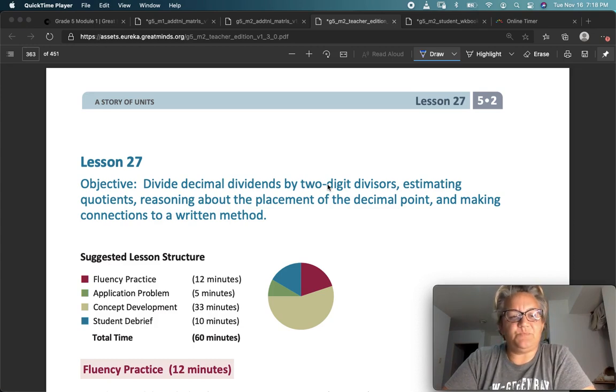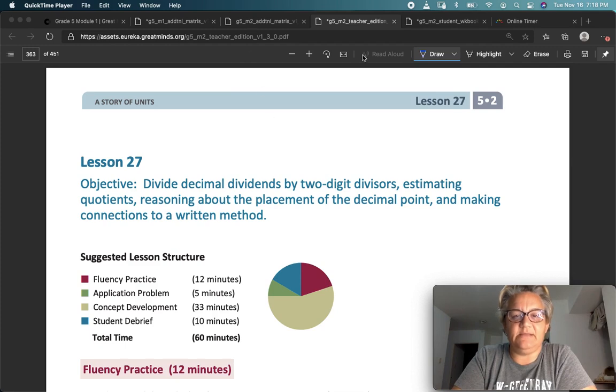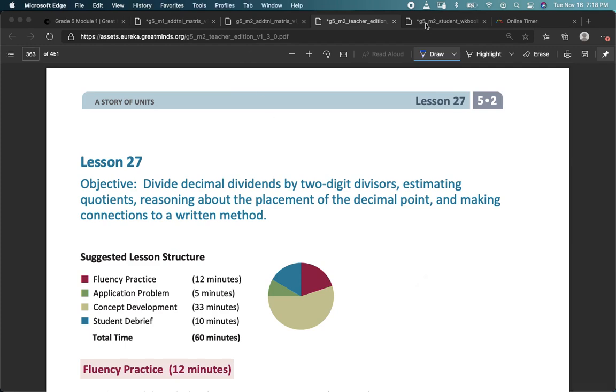So, this is more of the same. We're just continuing to work on division with decimals. Some of you are still struggling a bit. So let's go to our Learn book.